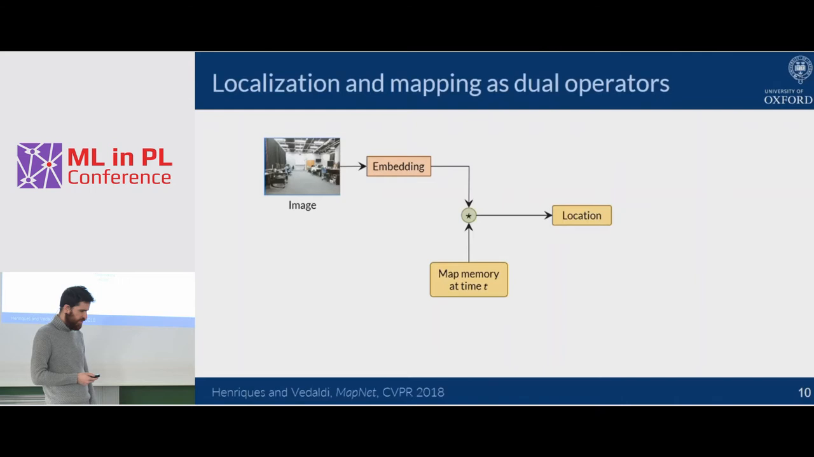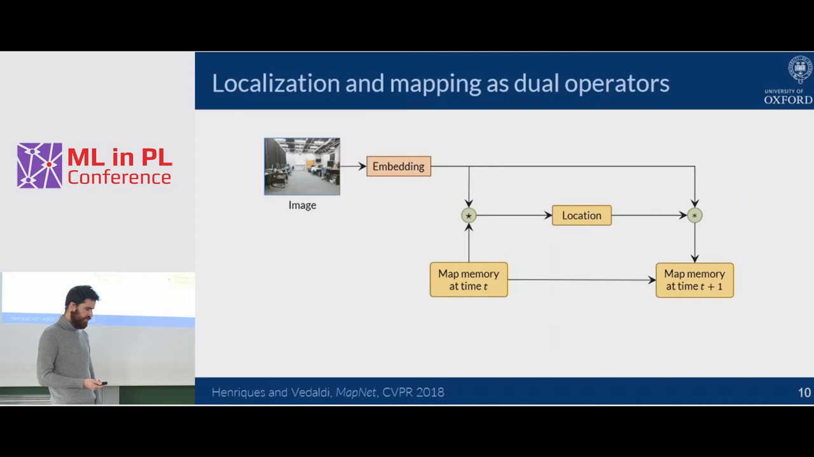So the main finding, I guess, is that if you take your image and you use the right embedding, which I'll get to in a minute, you can perform localization very quickly and very efficiently by just using a convolution operator. And I'll get to the details. But the other nice part is that writing to the map, or updating the map, you can prove mathematically that it's equivalent to deconvolution, which is the dual operator to convolution. And that has a nice symmetry to it, I guess.